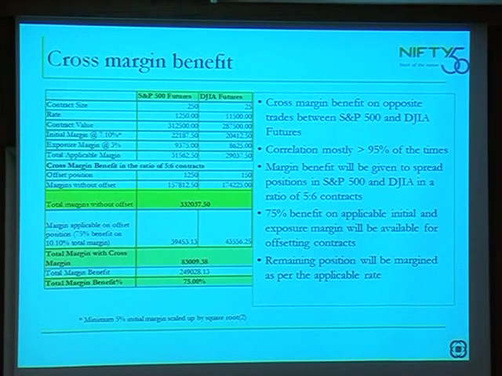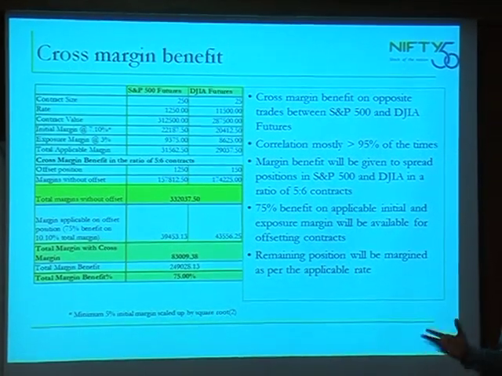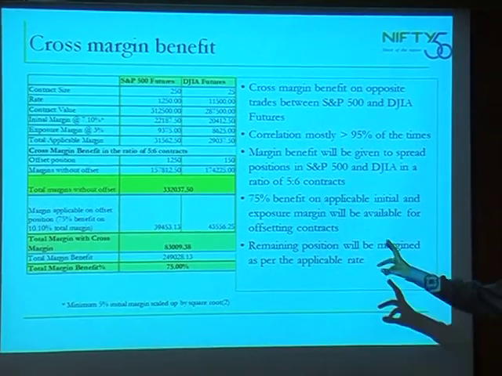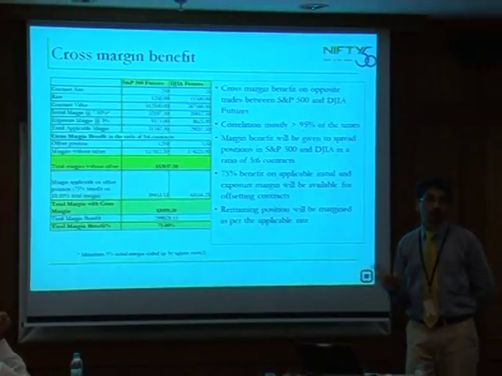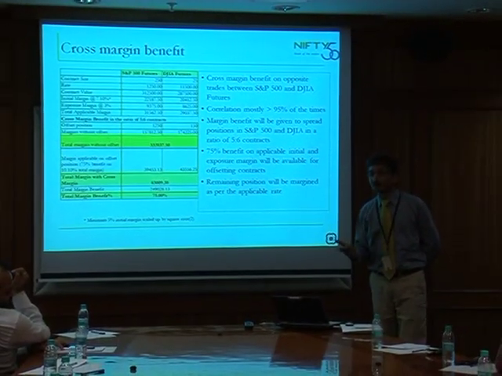There is no such cross margin between Nifty and S&P, as you saw, the correlation is too low. For remaining positions which do not fulfill this criteria of 5:6, normal margins will be applicable. But this will be a big advantage for those who would like to do pair trading between these two indices.